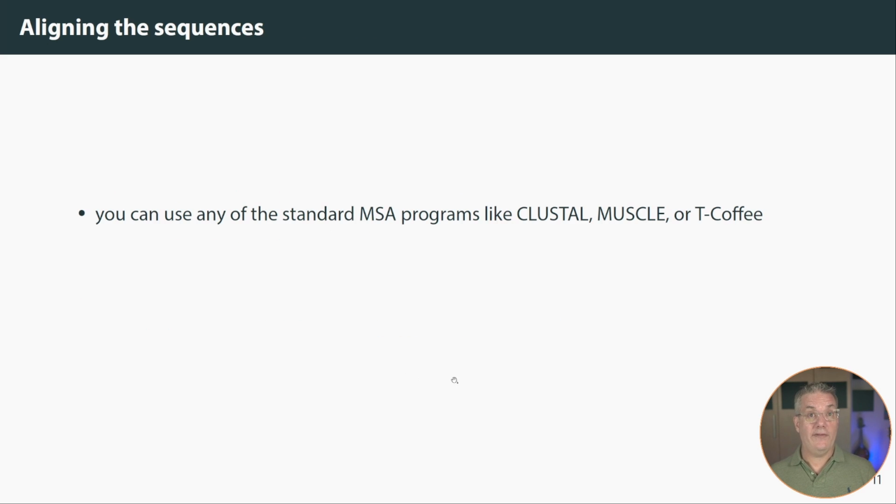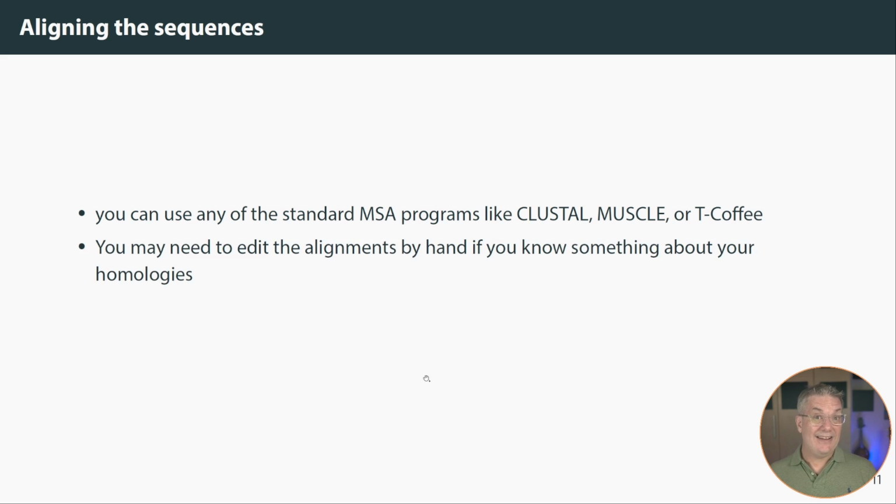Okay, that's step one. The second step is aligning the sequences. So any of the standard MSA programs, Clustal, Muscle, T-Coffee, ProbCons, so on, any of them can be used depending on what you're trying to get at. You may need to edit the alignments.